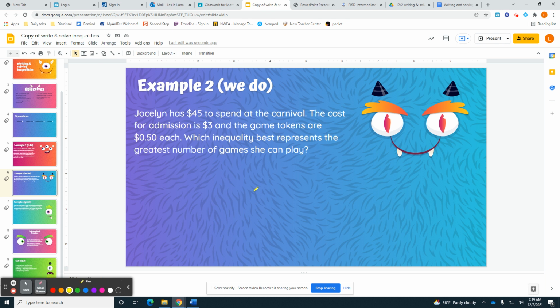She has $45 to spend at the carnival. So 45 is an important number. The cost for admission is $3. You have your keyword, and the game tokens are 50 cents each. So we need to box in each because it's a keyword. Which inequality best represents the greatest number of games she can play? Okay, so it's asking us to match an inequality. We don't have anywhere to match it, so we're going to write our inequality. So instead of which, it should say to write. So we're writing an inequality.